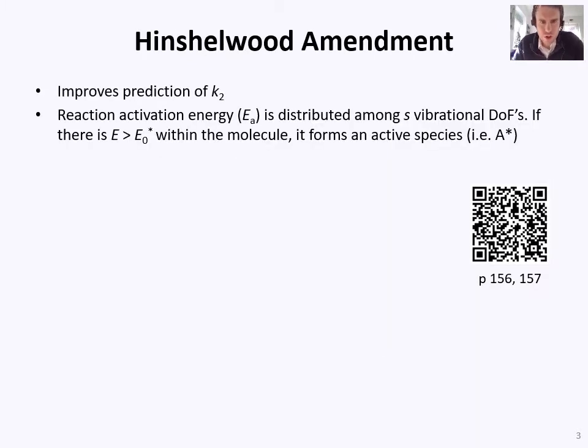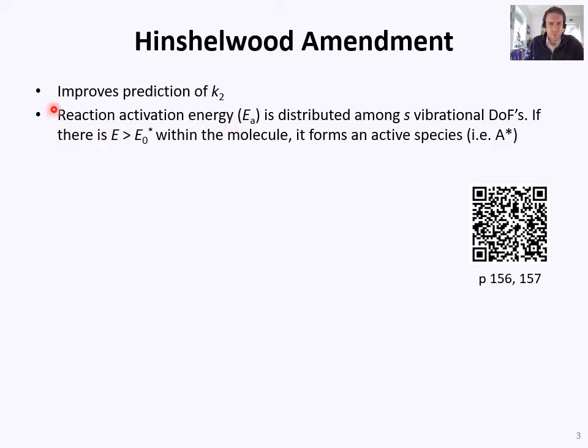The first thing we're going to talk about is the Hinshelwood amendment, and this basically improves the prediction of this K2. K2 being that rate constant that looks at the activation of the species. So you've got your species plus another thing banged together to make an activated species, and that's got the rate constant K2.